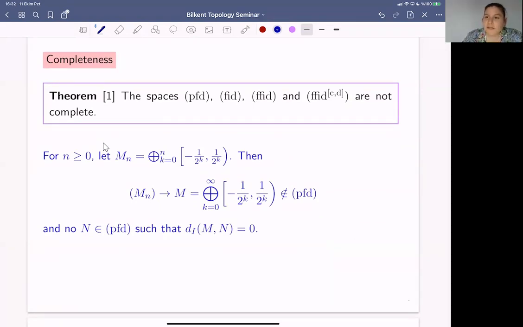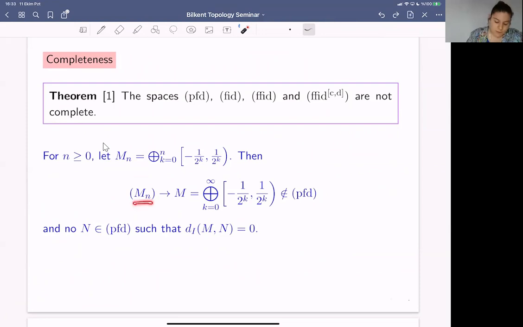So one can find a Cauchy sequence. Let's assume the general term of the sequence, this M_n, is contained in all of them. And when you consider this one, this sequence converges to this interval decomposable persistence module. And this is not pointwise finite dimensional because at the point 0, the vector space has infinite dimension. But we should also be careful.